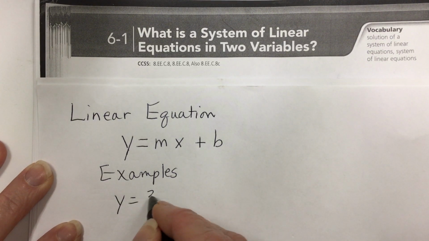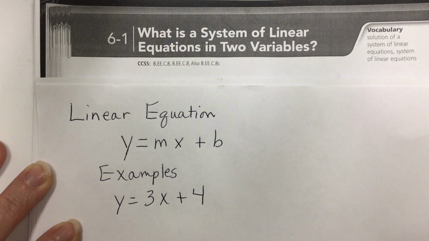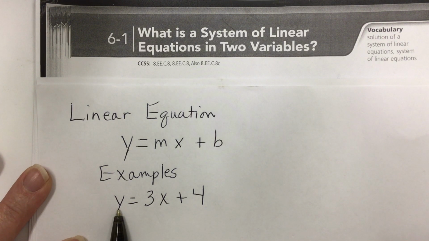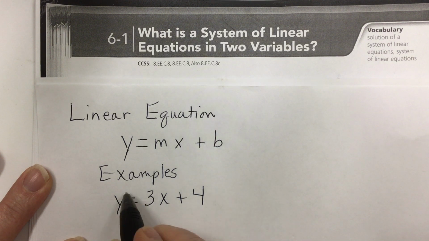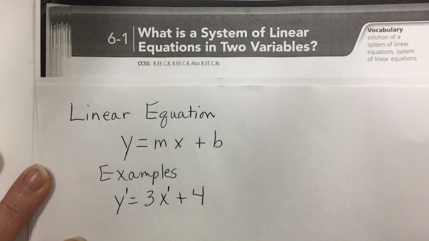y equals 3x plus 4 is an example of a linear equation. A linear equation first must have an equal sign. You can have both an x and a y. You can have two variables. Both of these variables must be raised to the first power. If the variables are not raised to the first power, it is not a linear equation.